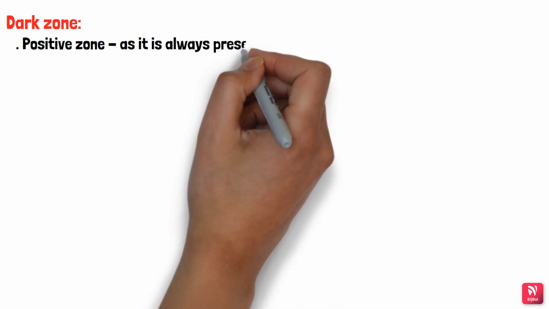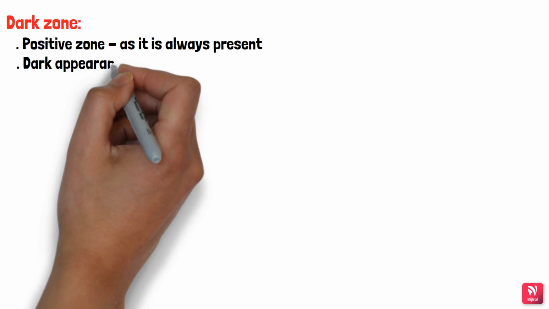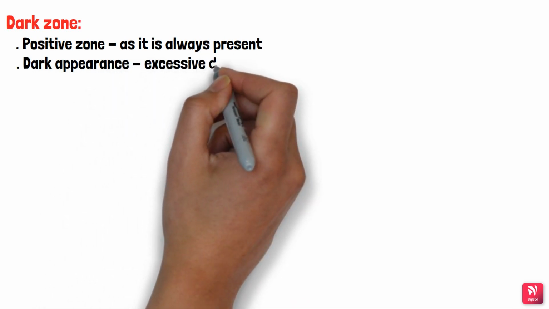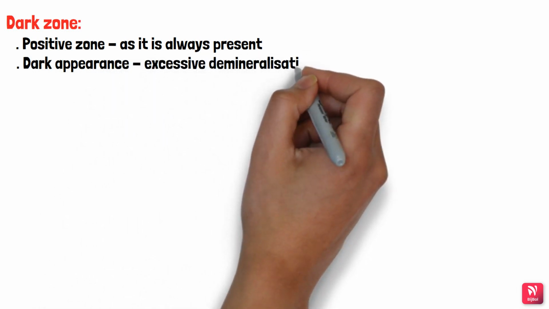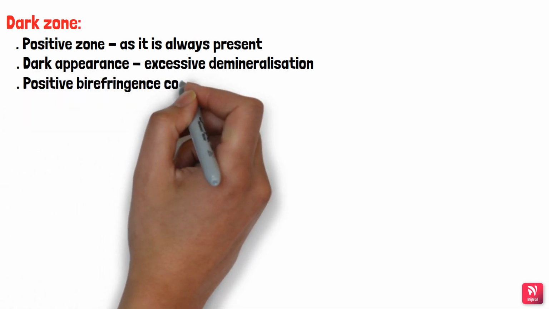Okay, and the name itself says it is dark. Why is it a dark zone? Because it is a result of demineralization. Under ground sections, this zone will appear dark brown in color. That is why it is named the dark zone.